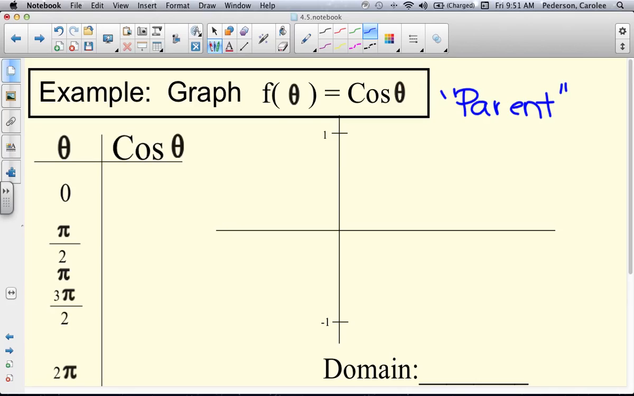0 degrees, 0 radians. What ordered pair on the unit circle is 0 degrees? 1, 0. So we're going to take the x value, which is the cosine, and it is 1. Pi over 2. Over 0, up 1. So what's the cosine of pi over 2? 0.